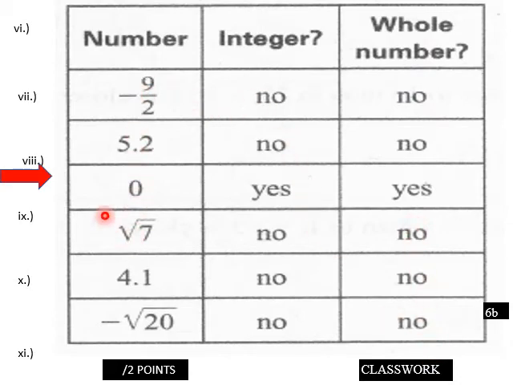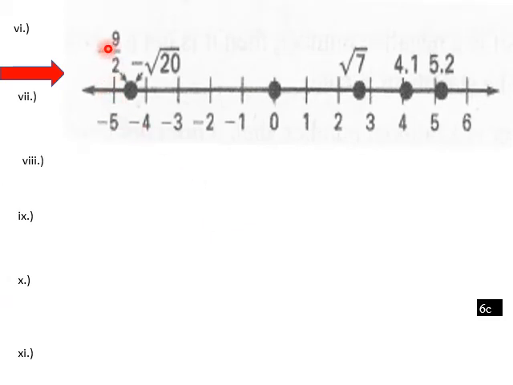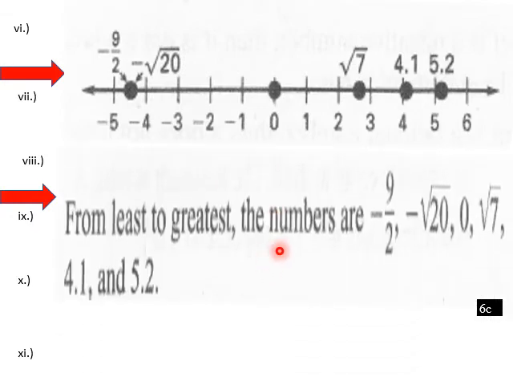So there's your classification. And then from least to greatest, here they are on a number line: negative 9 over 2, negative square root of 20, which is real close there, 0, and then square root of 7, 4.1, 5.2. So from least to greatest: negative 9 over 2, negative square root of 20, 0, square root of 7, 4.1, and 5.2.